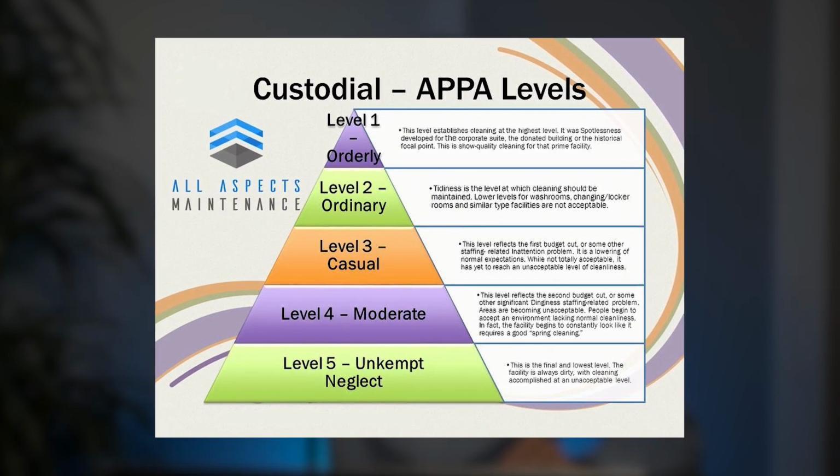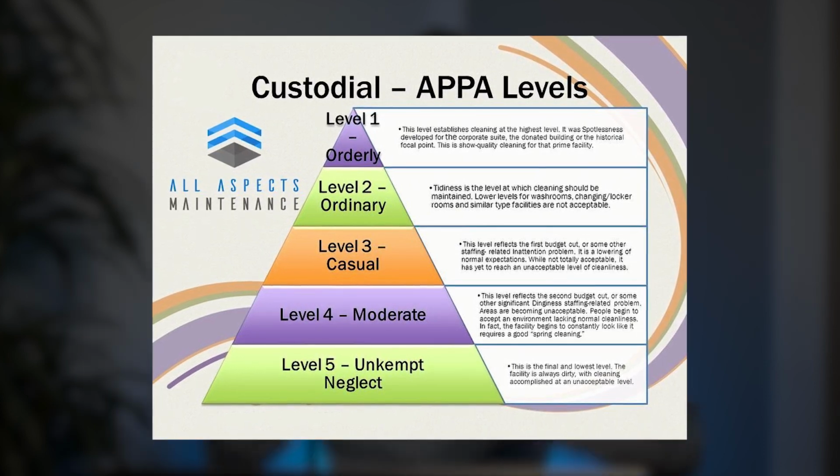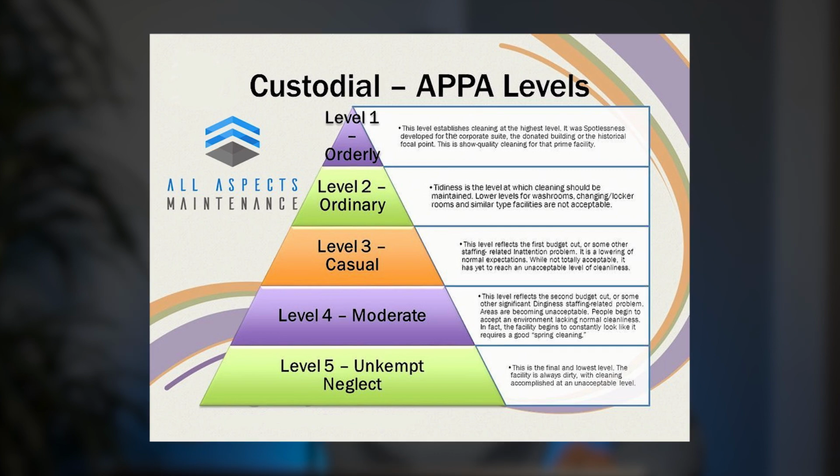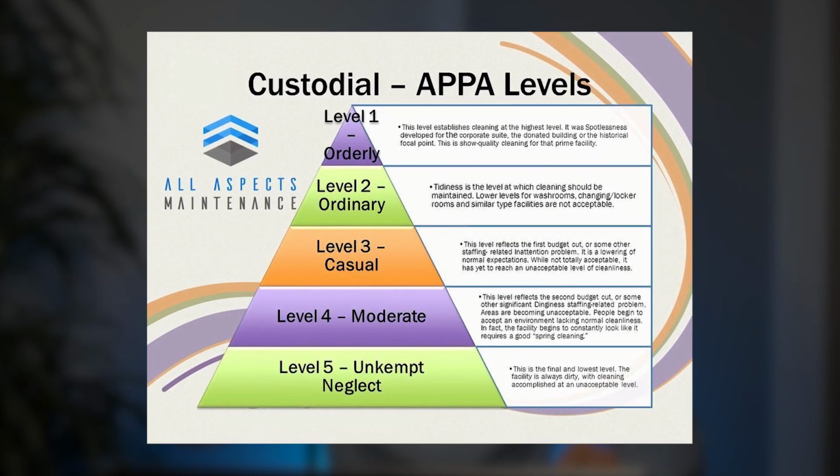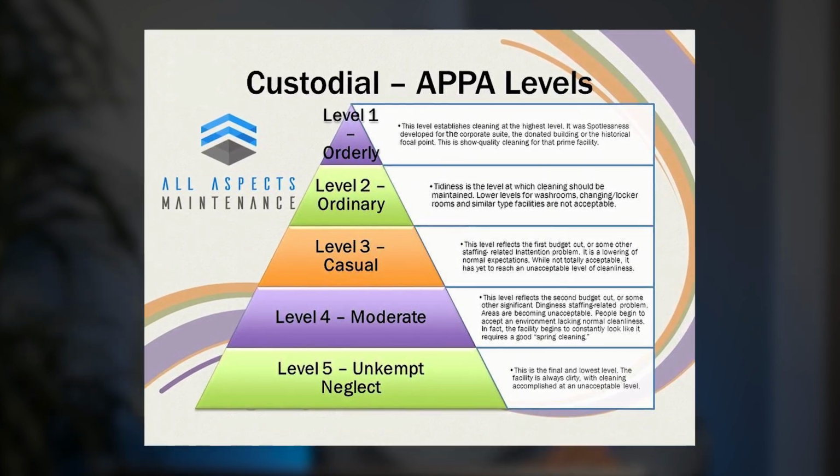So to give you the short version of the APPA custodial standards, there are 5 different levels, with 1 being the highest, 5 being the lowest. What we needed to demonstrate is that we were going to keep them at a level 1, and if for any reason we dropped to level 2, what we were going to do to bring things to a level 1 again. And a quick Google search will show you how each of these standards are laid out and what the expectations are at each of them.